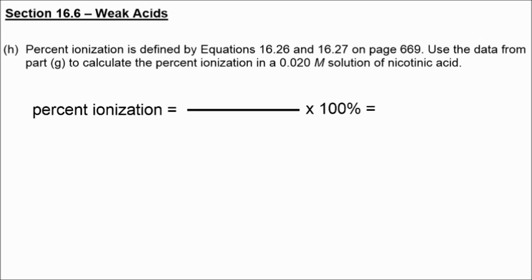So in our case, the nicotinic acid has a molarity, a concentration, of 0.02. The concentration of H plus we figured out was 5.5 times 10 to the negative 4 moles per liter. And so our percent ionization is 2.8%. This shows you that it's a weak acid. Only about 3% of these molecules are ionized in solution.